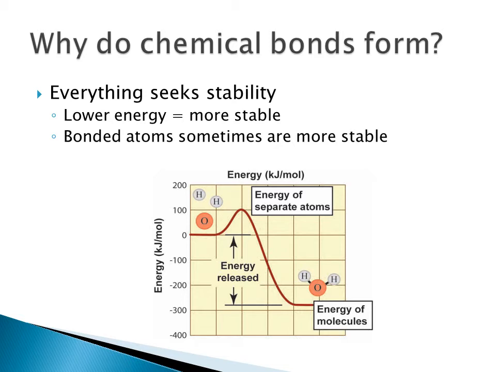For example, if we look at the energy of individual atoms, an individual oxygen and a hydrogen and a separate other hydrogen, their energy level is much higher when they're separated, as opposed to the energy level when it is a bonded molecule like water. And so because it's a lower energy level to be water, these individual atoms would rather be bonded and form a water molecule.